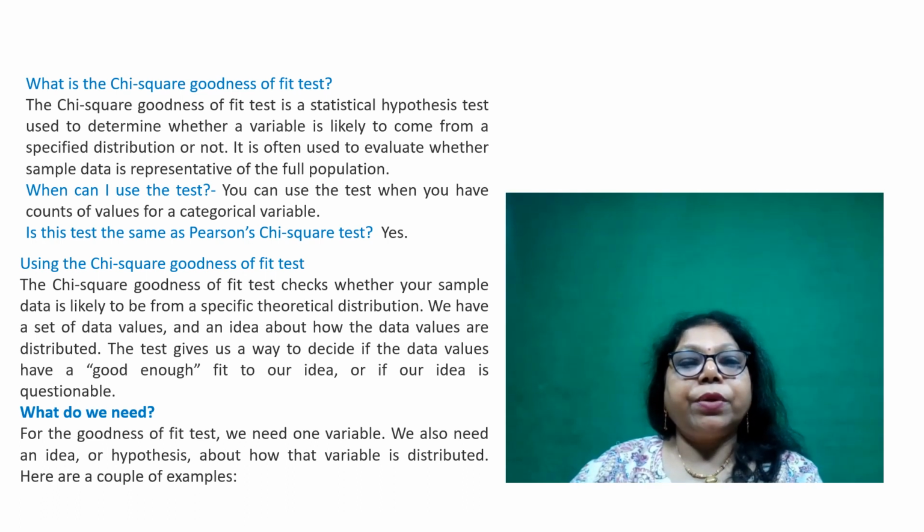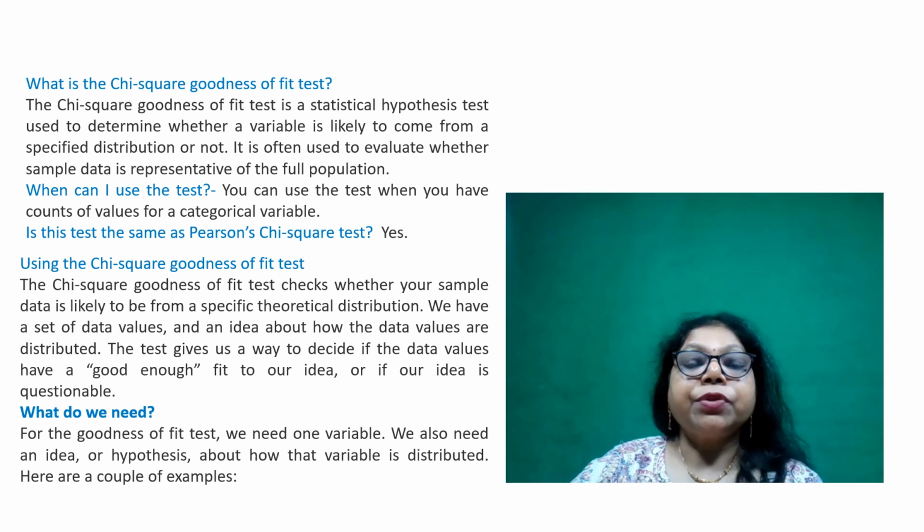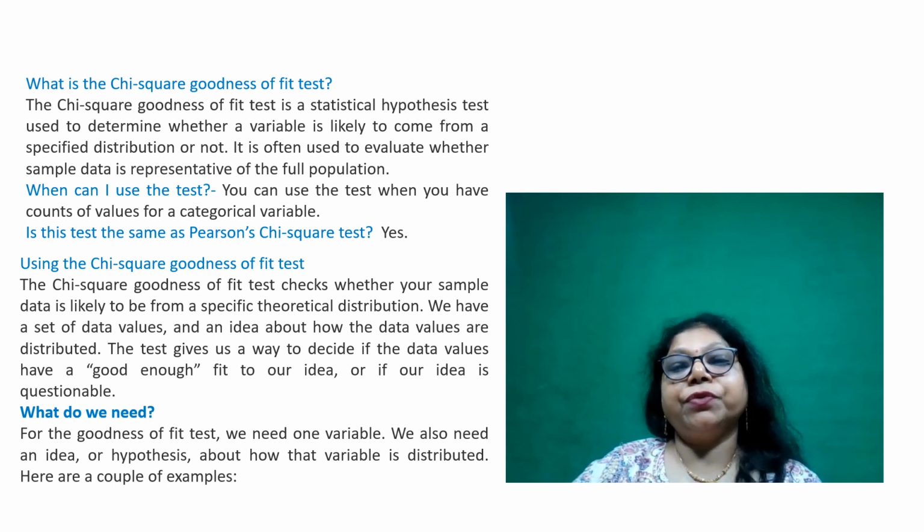So, chi-square goodness of fit test is a statistical hypothesis test used to determine whether a variable is likely to come from a specified distribution or not. It is often used to evaluate whether sample data is representative of the full population or not. So now one question may arise in your mind, when can I use this test? Of course, you can use this test when you have counts of values for a categorical variable.